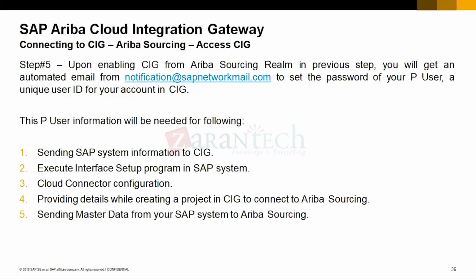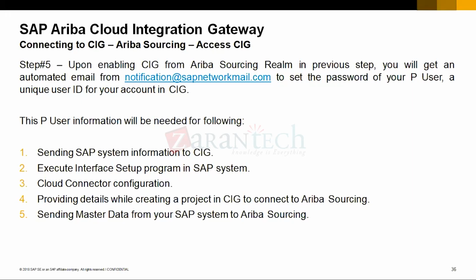Okay. Now, once you enable the CIG, the system will automatically send one email notification to your customer registered email address. So during purchasing the Ariba license, whatever email address was registered will receive an automatic email from the Ariba side, and that email contains the information about your P user ID.